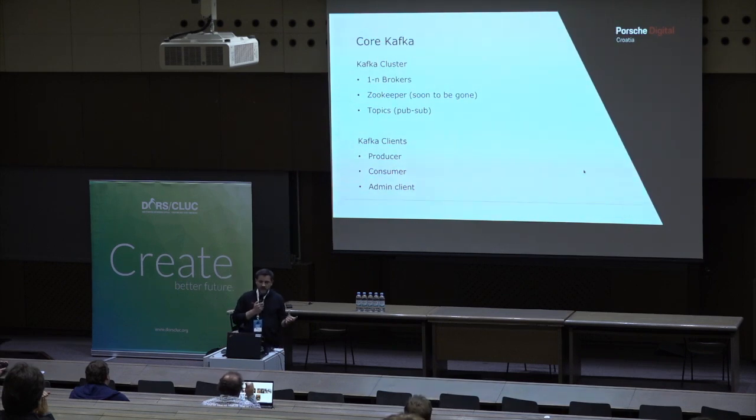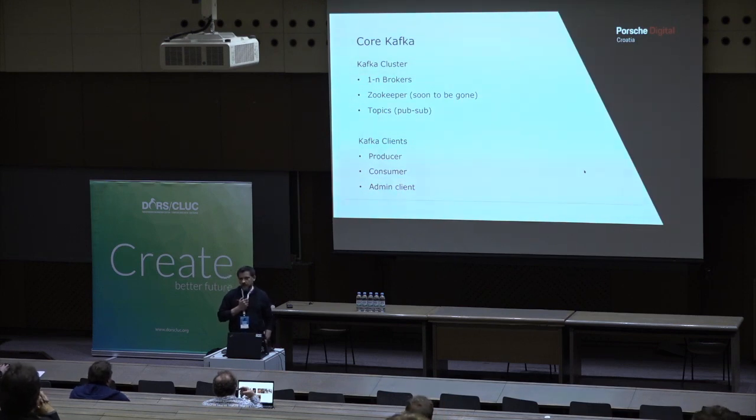So the basic unit in Kafka are topics. They are something like queues, or you can think about topics like that. But they are also partitioned, and there are more details in that part. And then for the clients, you probably know about producers and consumers, but there is also an admin client which can be used to do administrative tasks like creating topics and similar stuff.